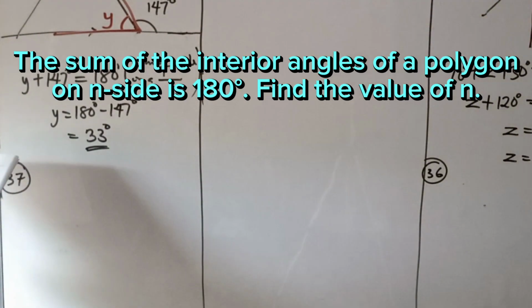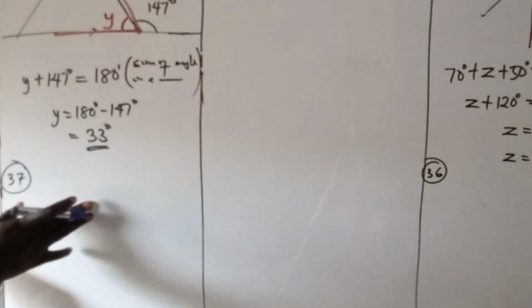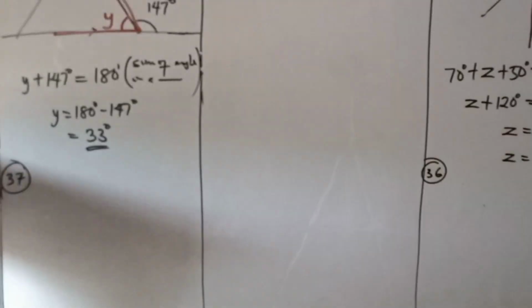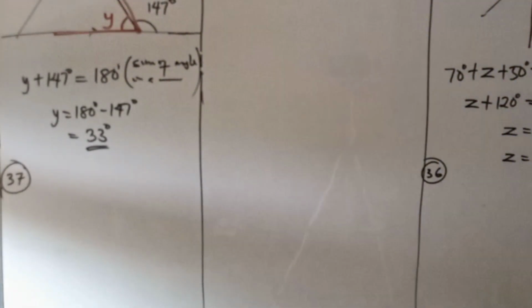The sum of the interior angles of a polygon of n sides is 180 degrees. Find the value of n. So for this question, without calculating, you should know what your answer is, because the sum of interior angles of a polygon is (n minus 2) times 180 degrees, and if the answer gives us 180 degrees, it is well known to us that that is a triangle, which has 3 sides.